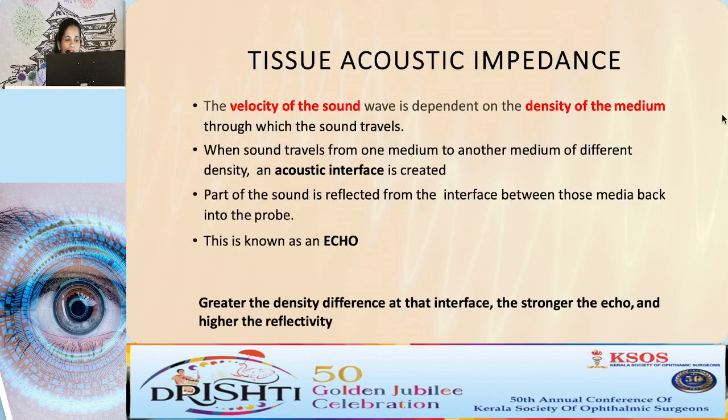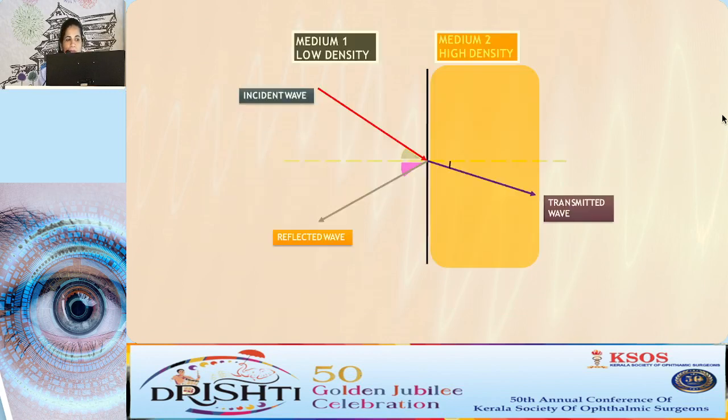So the principle of ultrasound depends upon tissue acoustic impedance, which means that the velocity of sound depends on the density of the medium through which the sound travels. When sound travels from one medium to another of different density, an acoustic interface is created. Part of the sound is reflected from the interface between these two media back into the probe, and this is called the echo. So the greater the difference in density at the interface, the greater the echo, and the higher the reflectivity.